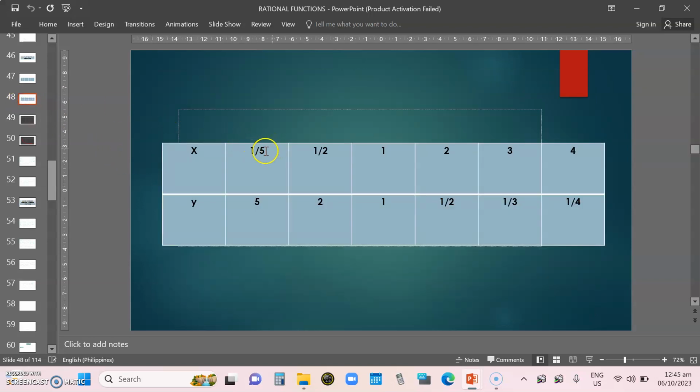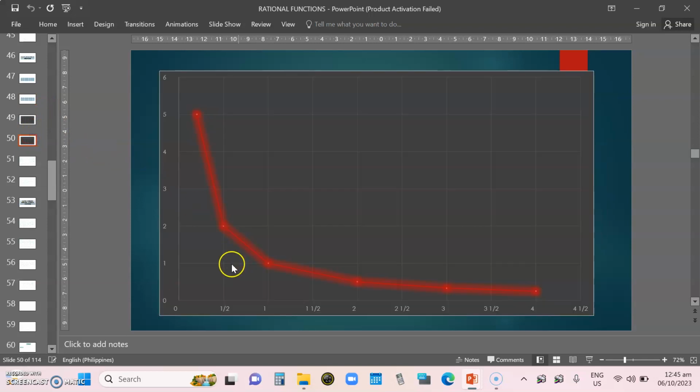Our first values are 1/5, 5. Let us first locate the x of 1/5, then the y of 5. Where can we find it? This is 1/5. Take note, 1/5 is located between 0 and 1/2. So we estimate, this is 1/5. Then 5 units up, so the y is above.